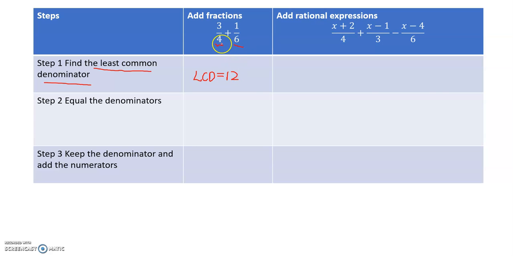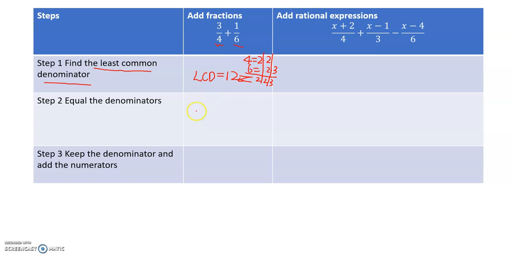You may be able to just see it, but if you have trouble seeing it, you can break them down: 4 as 2 times 2 and 6 as 2 times 3. Create a new column for the least common denominator, and bring down one number from each column. So 2 times 2 times 3, that's exactly 12. And if you can just see the least common denominator is 12, you don't have to show all that work.